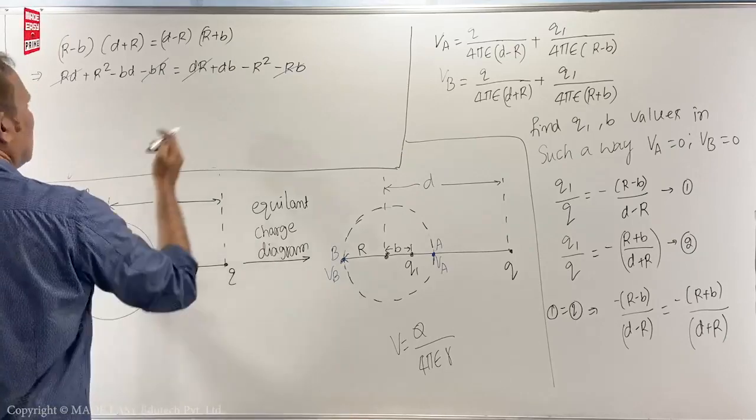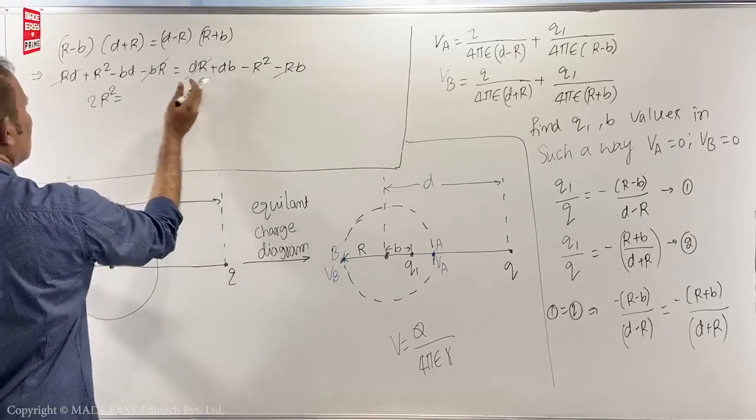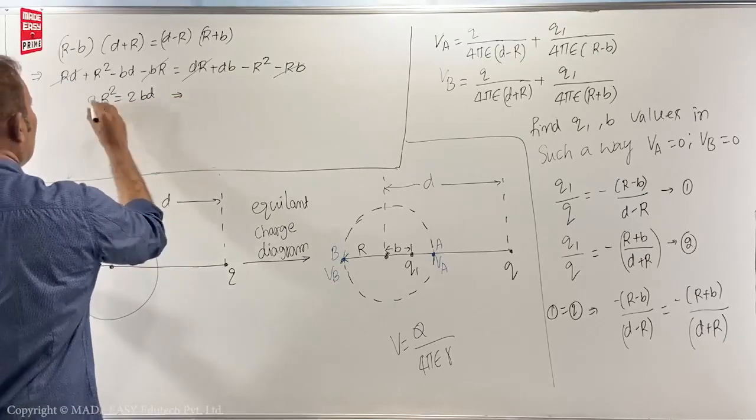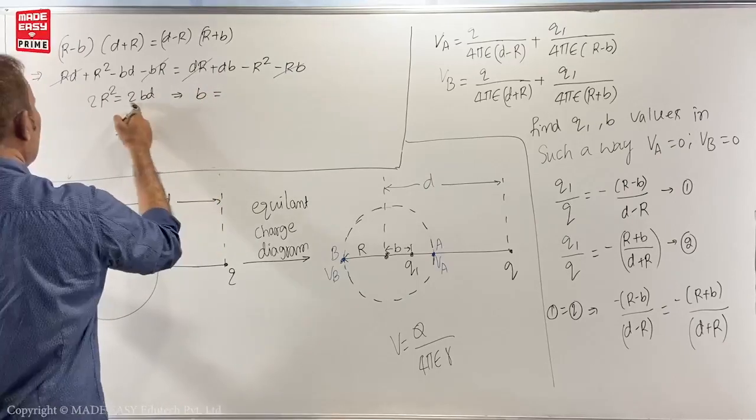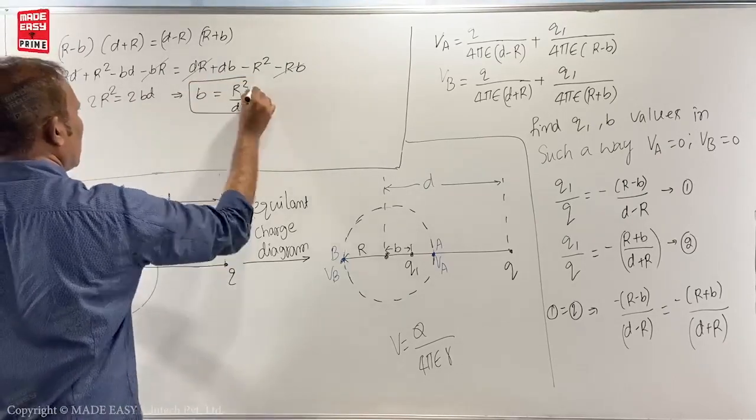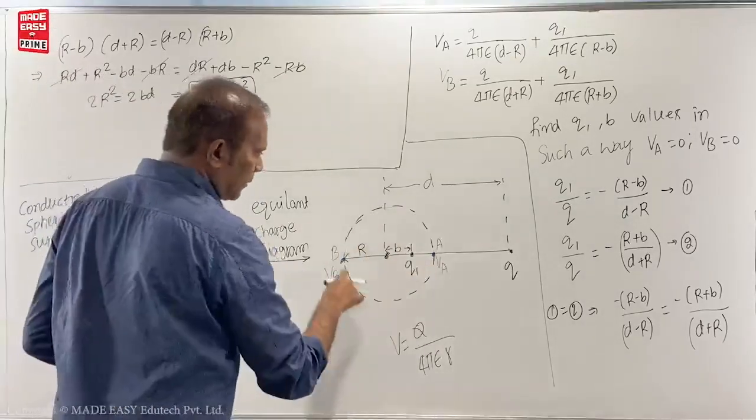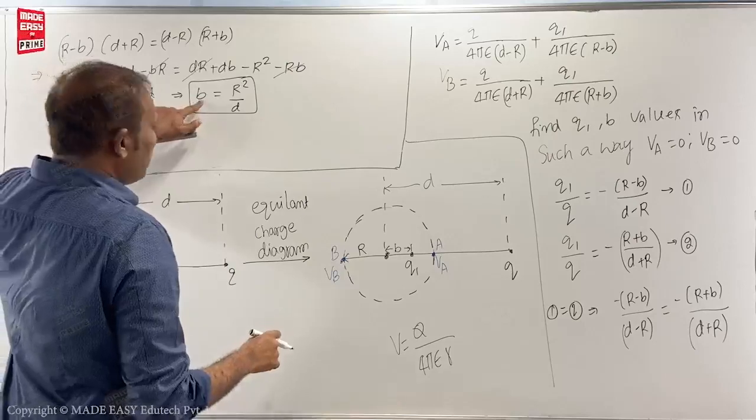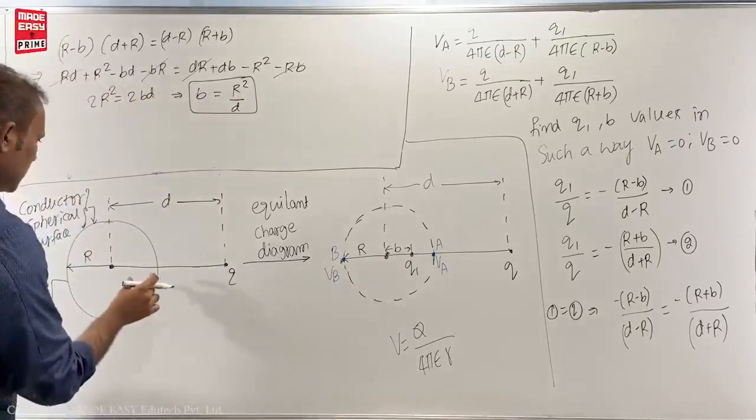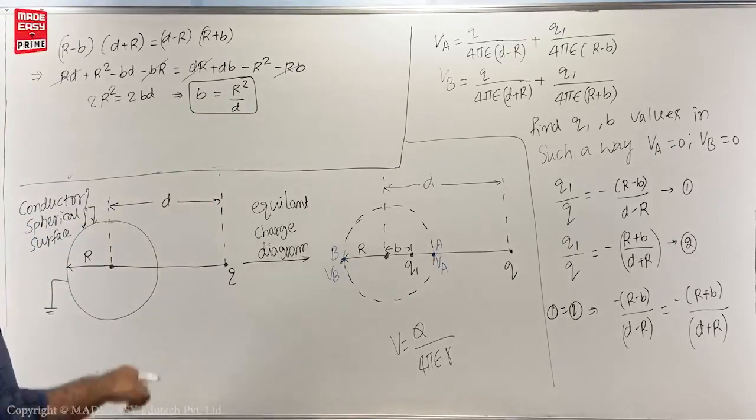Now this R square comes this side, so 2R square is equal to, this goes this side, 2BD. From this, 2 cancels, and you get B is equal to R square by D. So this you have to remember. Now, to get 0 volt on this surface, the B value is calculated from this radius square divided by this distance.